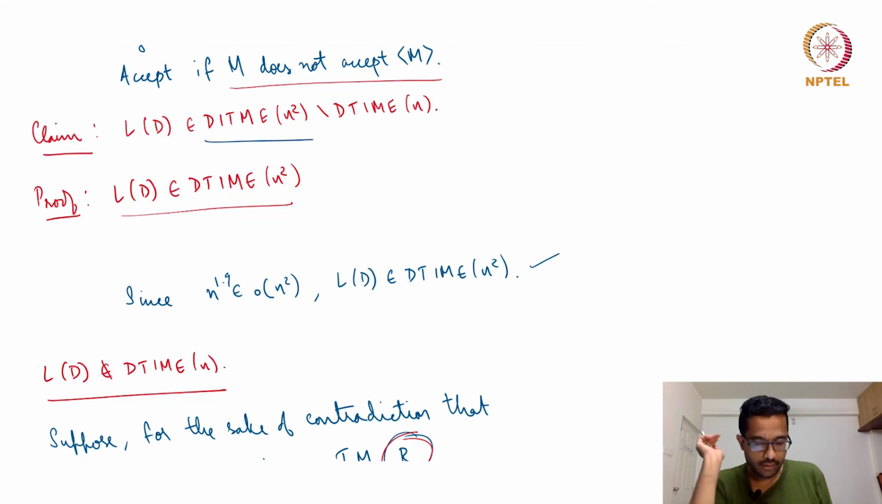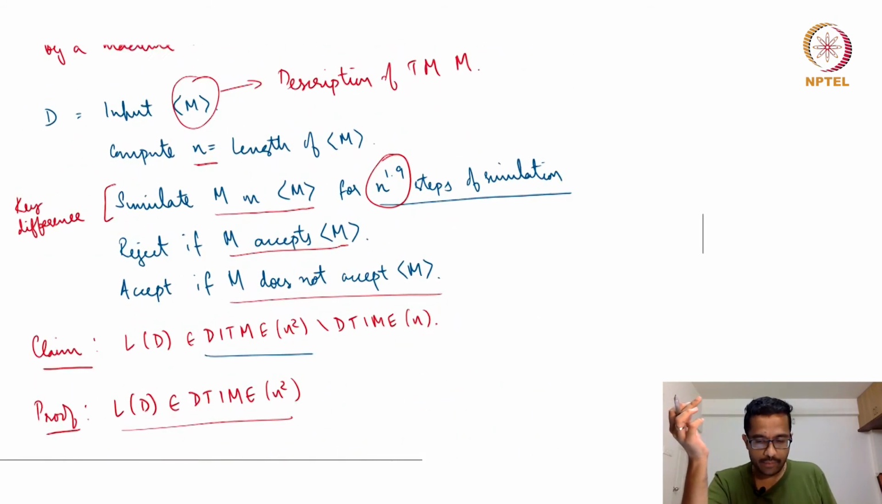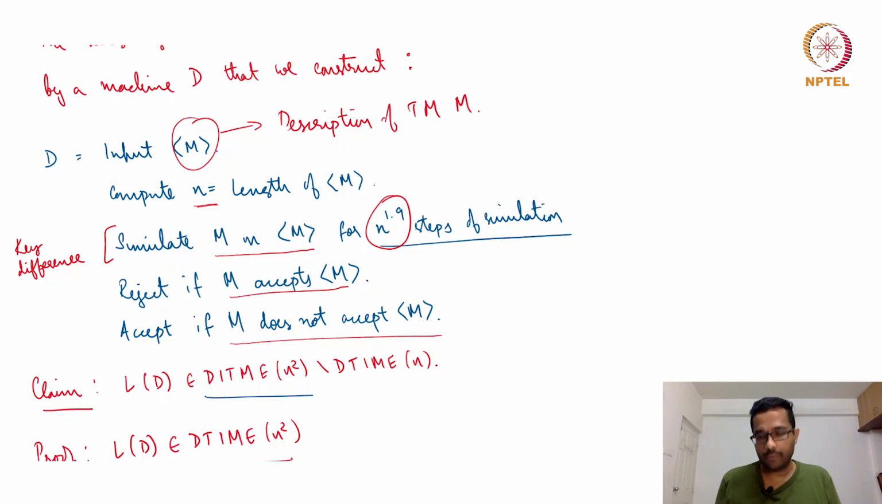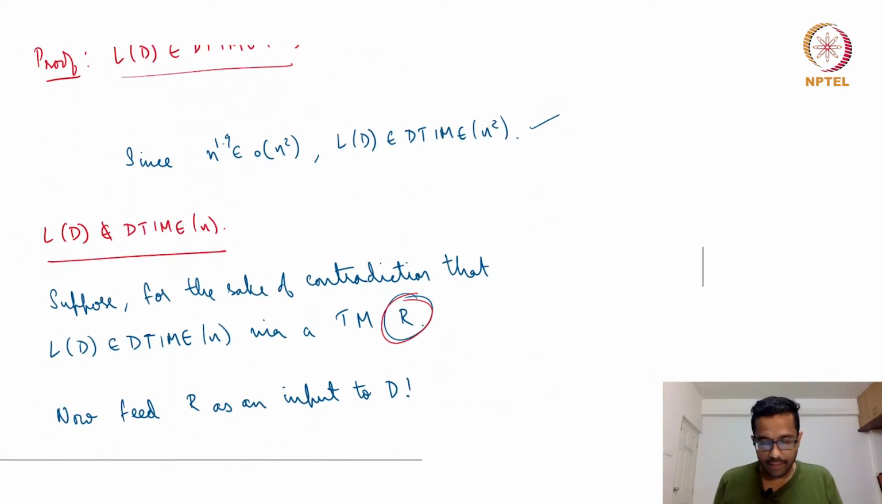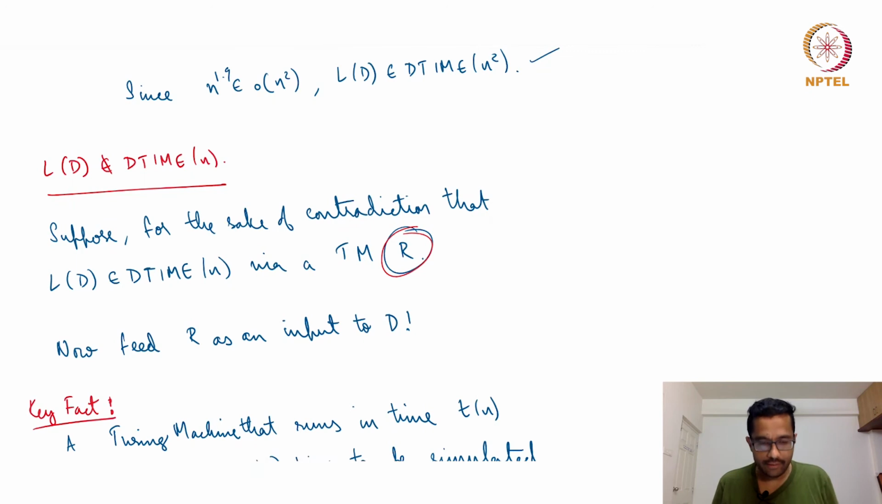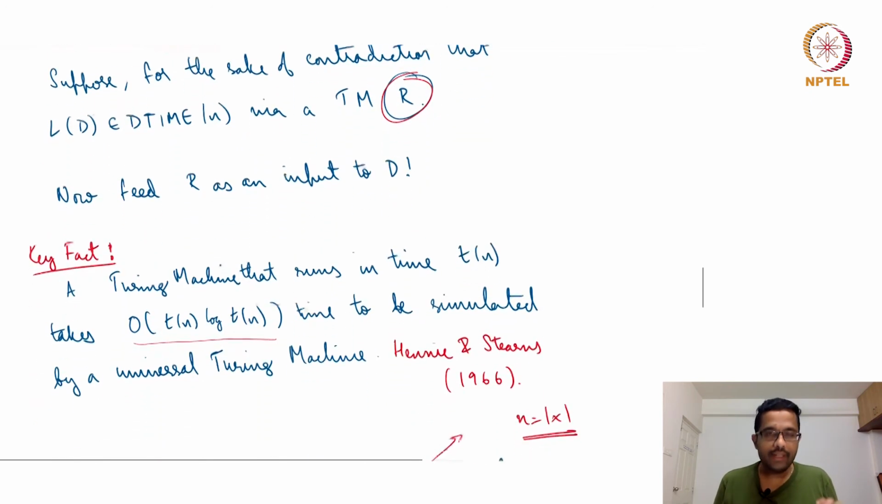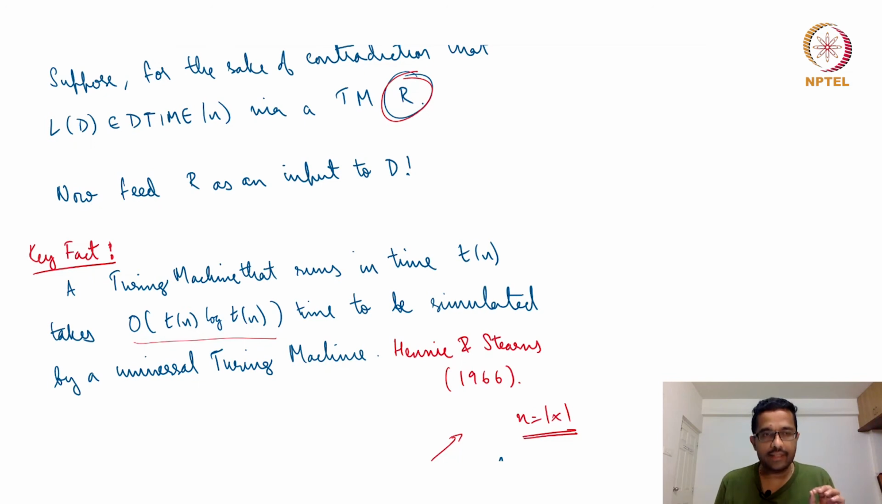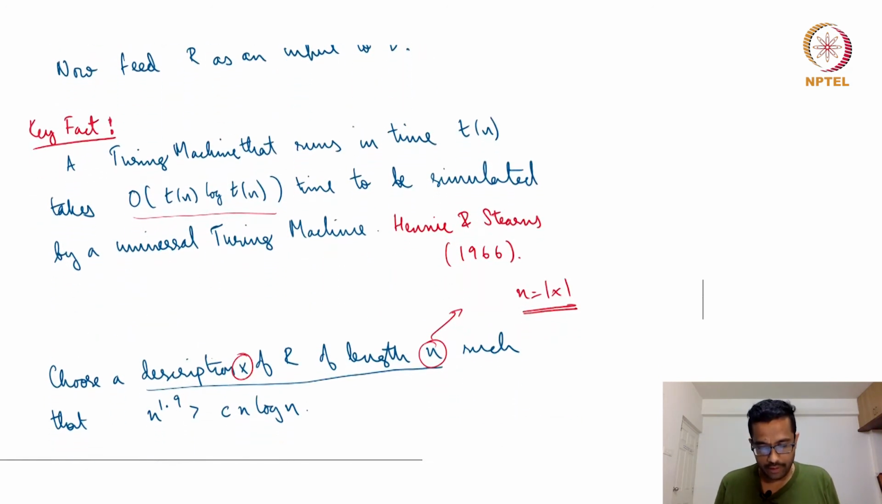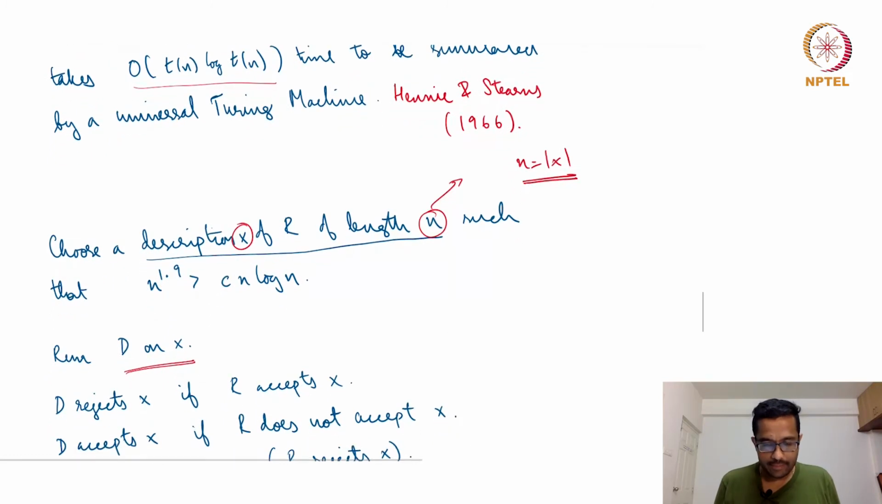Why so? It's in D time n squared because the simulation runs in n power 1.9 time, and it is not in D time n because we assume the opposite and arrive at a contradiction. So we assume that it is in D time n through a machine R. So R is a decider for D which runs in D time n, and now we feed a specific input, a specific description of R called X, to D. This specific description is chosen such that the length of the description is n, and we can complete the simulation in n power 1.9 time.